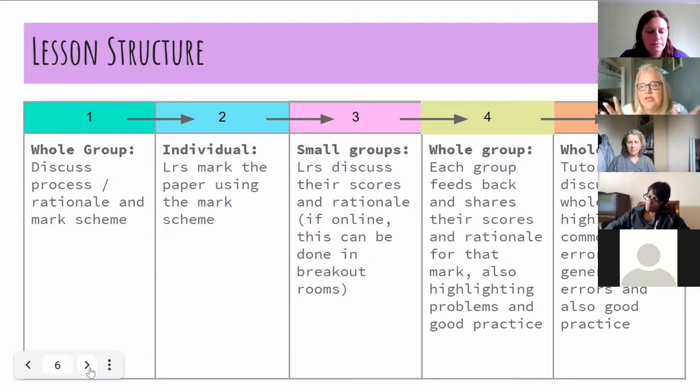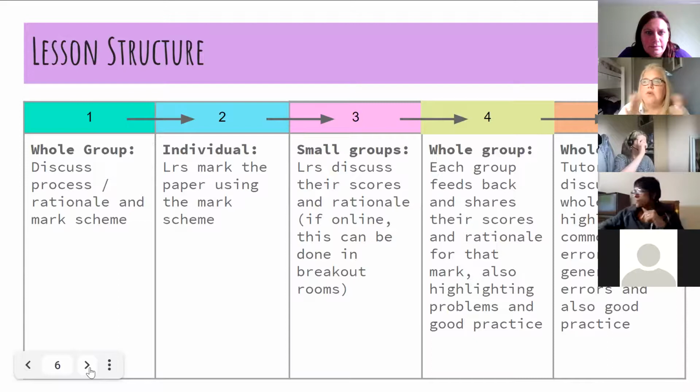Now you can still do this if you're aware of social distancing. If you're online, they can go into breakout rooms, and then they discuss their marks within that group. You can choose to put together people who scored high and low, or people who scored a similar mark for the exam. This is where they start to discuss the mark and why they've given that mark, okay?